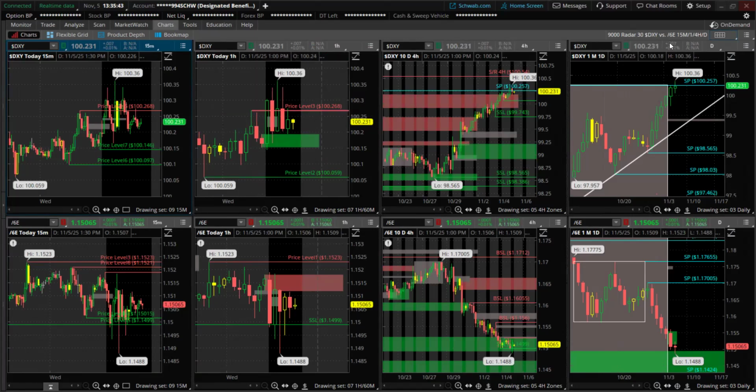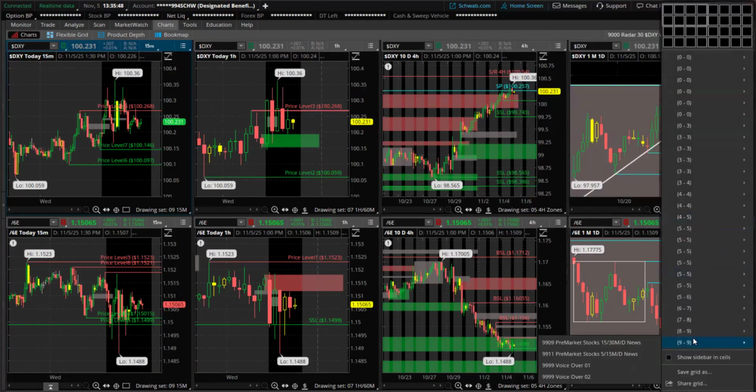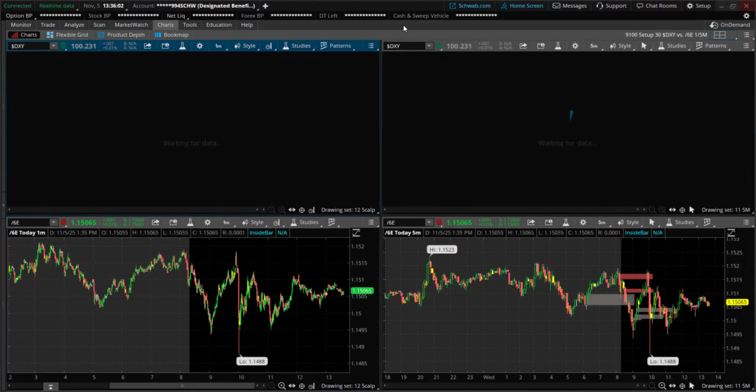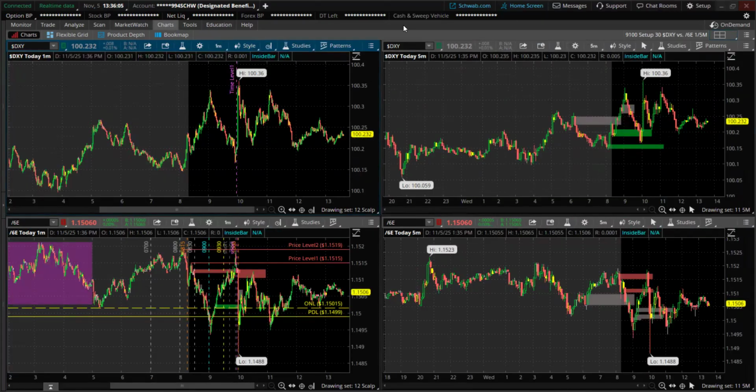So this is all on one monitor. Then another monitor is where I'm looking for the setups that occur more often on the faster time frames. I'm going down to both grids, the 5 minute and the 1 minute. On the top far right, 5 minute dollar, and the top far left, the 1 minute dollar. The bottom right, euro 5 minute, and the bottom left, the euro 1 minute.